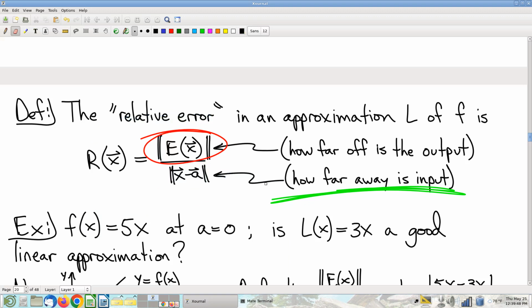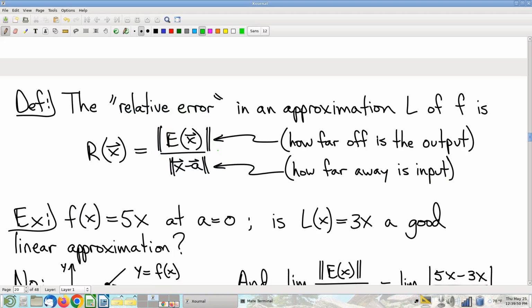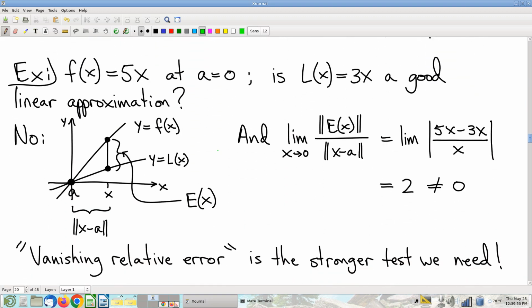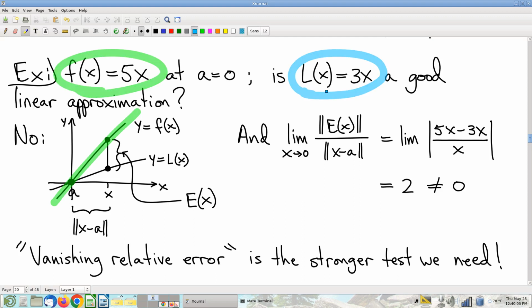Example. Same candidate that we were looking at a minute ago. Here's our function, 5x. Here's our preposterous candidate linear approximation, which had better fail. Right? We know this is bad. Casual glance, this is clearly bad. We want our test to reject this candidate. And, well, okay, let's see what happens.